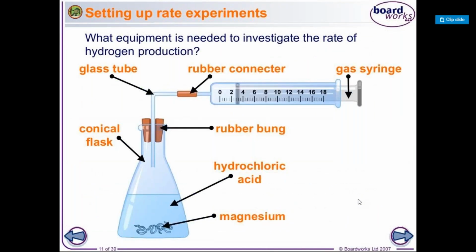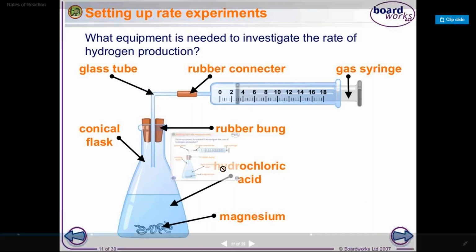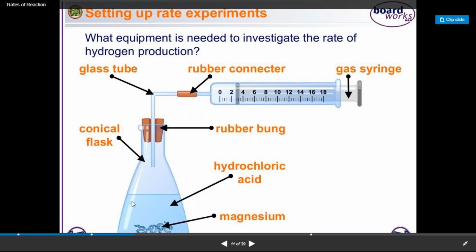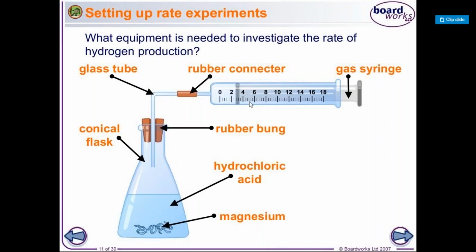Which equipment is needed for this reaction? First of all, we have a conical flask. In the conical flask, we have magnesium and we add hydrochloric acid. As you know, as a result of this reaction, hydrogen gas will be produced, and the hydrogen gas will be collected by a gas syringe. We can read the volume of hydrogen gas formed according to the readings of the gas syringe. And the amount of hydrogen gas formed over time will give us a clear idea about the rate of reaction.